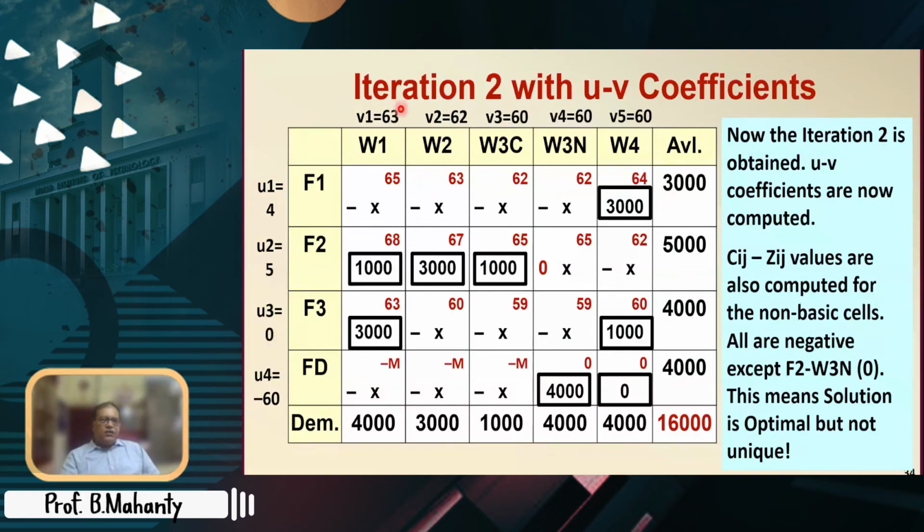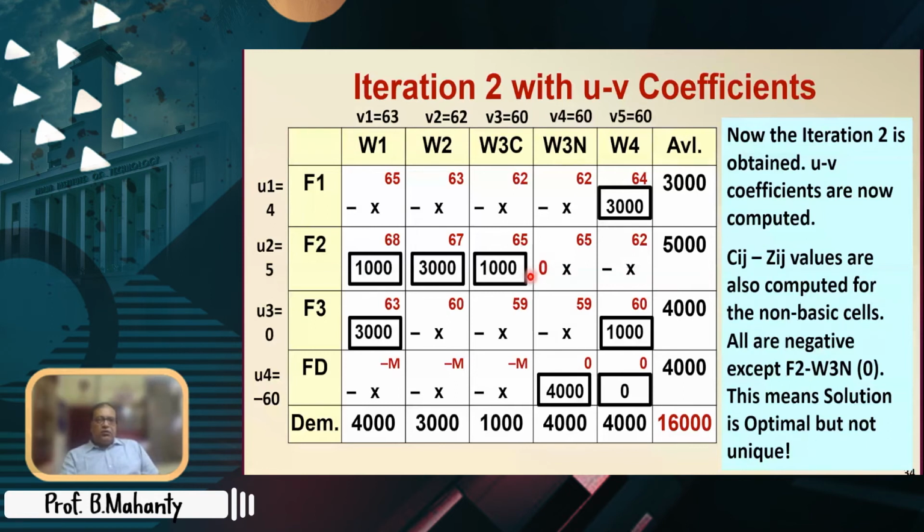If this is 0, this is 63. If this is 0, this is 60. This is 60, this is 4. This is 60, this is minus 60. This is minus 60, this is 60. And here we got 0, so 63, 63, and there we got 5. Using the 5, we can write 62 and 60. Because interestingly, there is not much change in the UV coefficients. I think little change has happened, that 59 has become 60. So anyhow, now, when we recompute, we find all the Cij minus Zij is negative, excepting the F2W3N where it is 0.